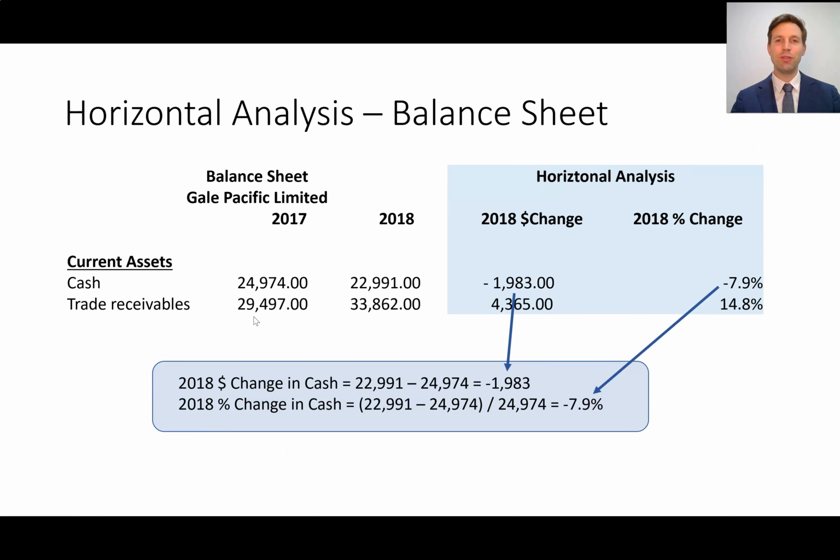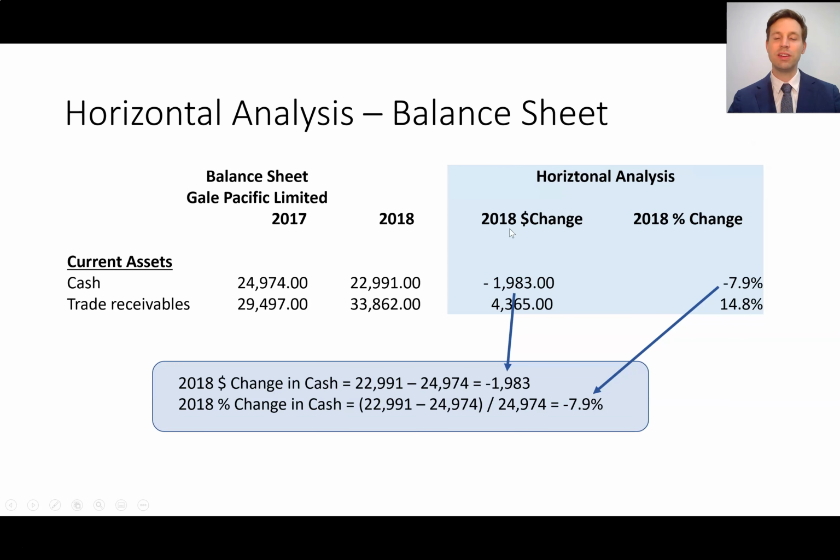Here's a little example of horizontal analysis on the balance sheet. I'm using numbers from the Gale Pacific 2017 and 2018 financial statements. And on the balance sheet, we can conduct horizontal analysis on all the accounts there. I've just started with current assets such as cash and trade receivables. We've got the 2017 balance and the 2018 balance for these two accounts.